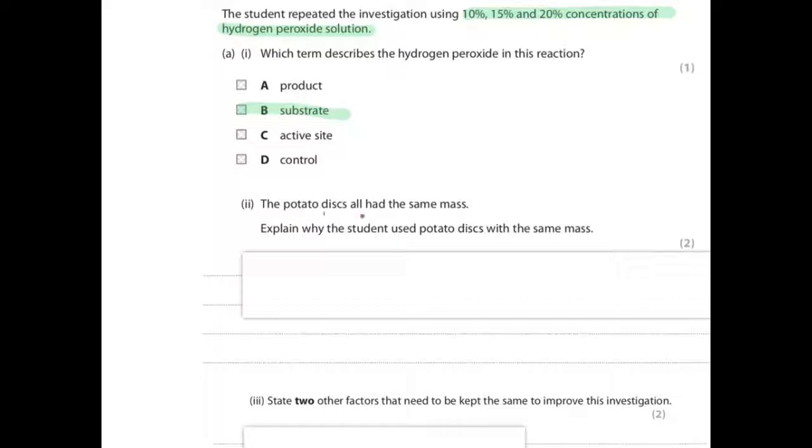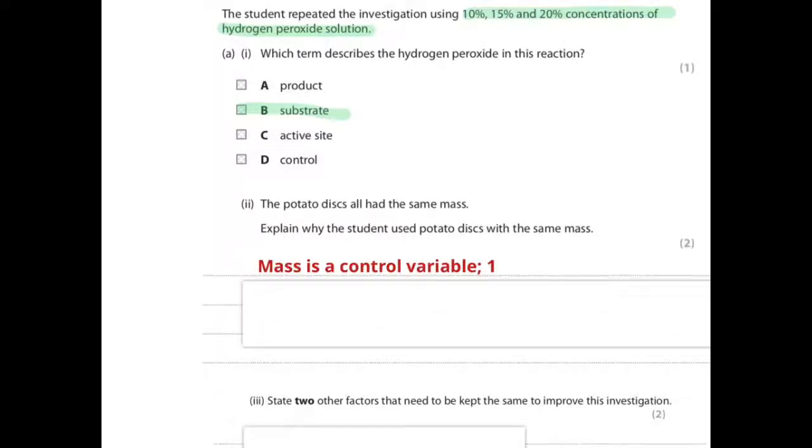The potato discs all had the same mass. Explain why the student used potato discs with the same mass. So you have to state the reason for that. So the mass is a control variable, okay, and that's because obviously potatoes contain the enzymes. So what you're controlling there is the enzyme concentration, because the only thing you're changing is the substrate concentration. So everything else which could affect the rate of reaction must be constant. So mass is a control variable.